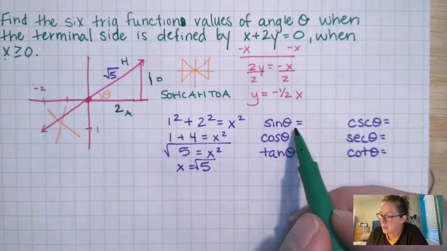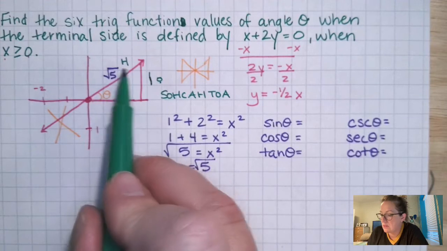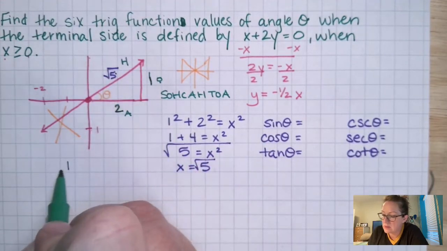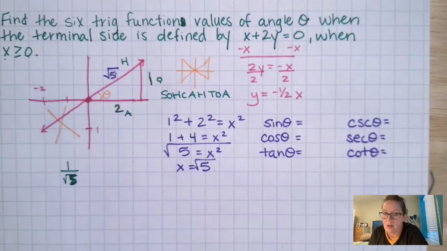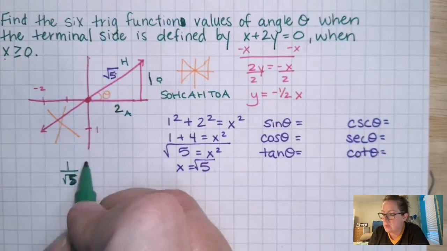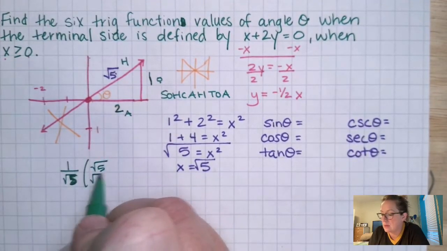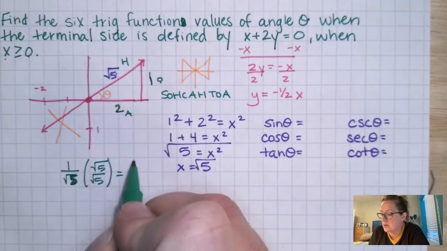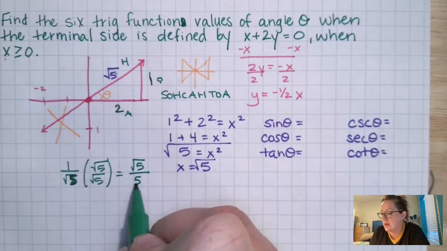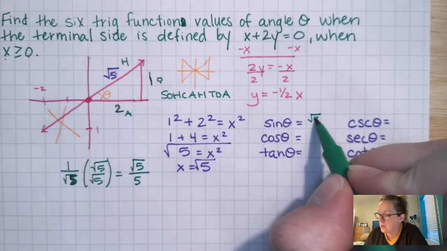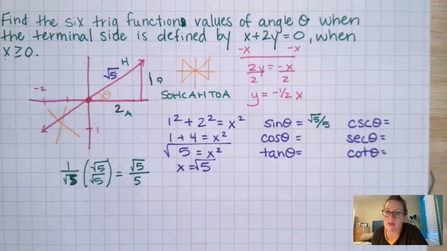So sine is opposite over hypotenuse, so that's going to be 1 over square root of 5. Oops, that's a 2, not a 5. But we can't have a root in the denominator, so we have to rationalize it. So we get square root 5 over square root of 25, which is just 5. Okay, so that's our sine.